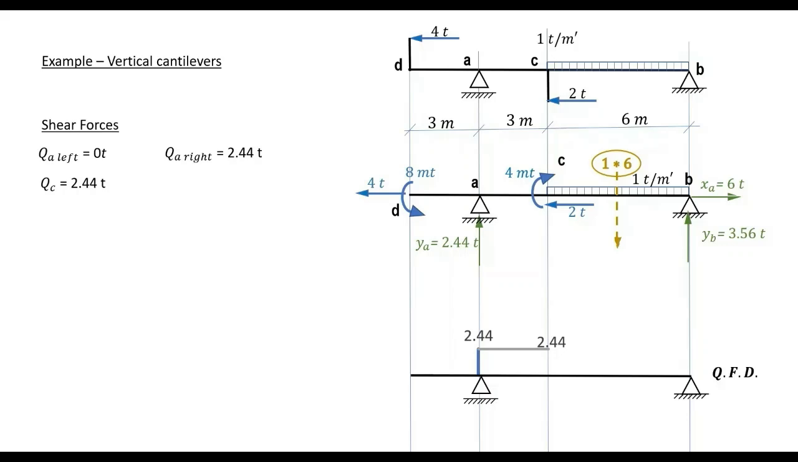We expect to have from C to B an inclined line expressing our shear due to the distributed load, which causes a shear of the first order. And therefore, Q at B equals the last computed shear at C minus 1 by 6, which gives a shear at B of minus 3.56 tons. And the closure of the shear diagram will be by virtue of the YB 3.56 heading upwards, and we head upwards with it on the diagram.